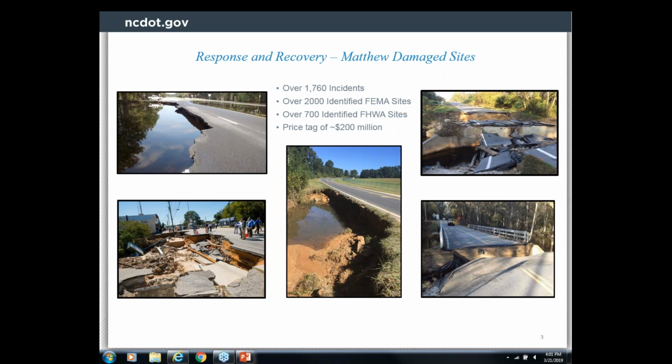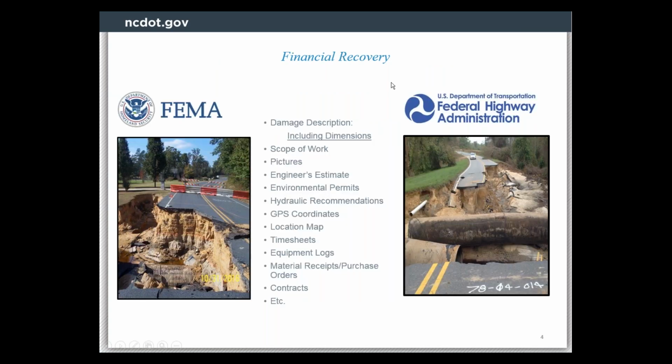The damage, these are just some example photographs of what we had: shoulder failures, pipe washouts, culverts. We had bridges that we lost during this event as well. So substantial damage across our state. And to be an applicant with our federal agencies, you have to provide a lot of information. So we certainly, day one, after the water receded, began our federal reimbursement process with both of our federal partners, FEMA as well as FHWA.